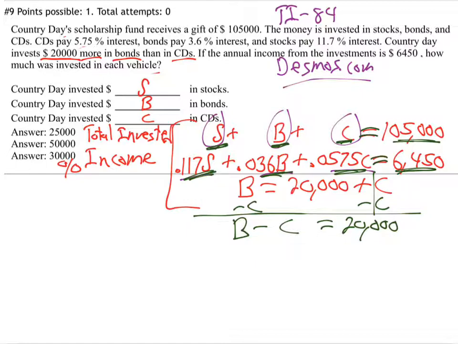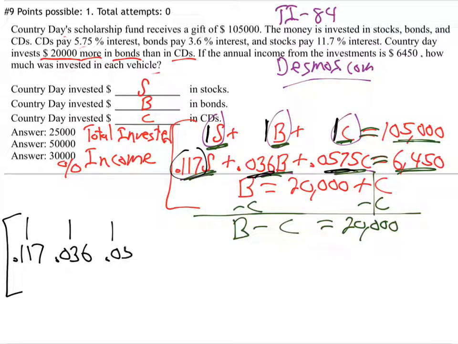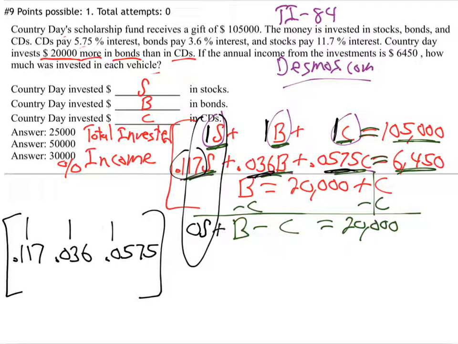There we go. Now, let's write our matrix equation. So first off, peel the numbers off the letters. So there's a 1 here, a 1 here, and a 1 here. 1, 1, 1. And a 0.117, and a 0.036, and a 0.0575. Okay, and now the bottom row, there's nothing here for S, so that means it's 0S, right? Because it's S first, then B, then C. So 0S plus 1B minus 1C. There it is. There's our matrix.